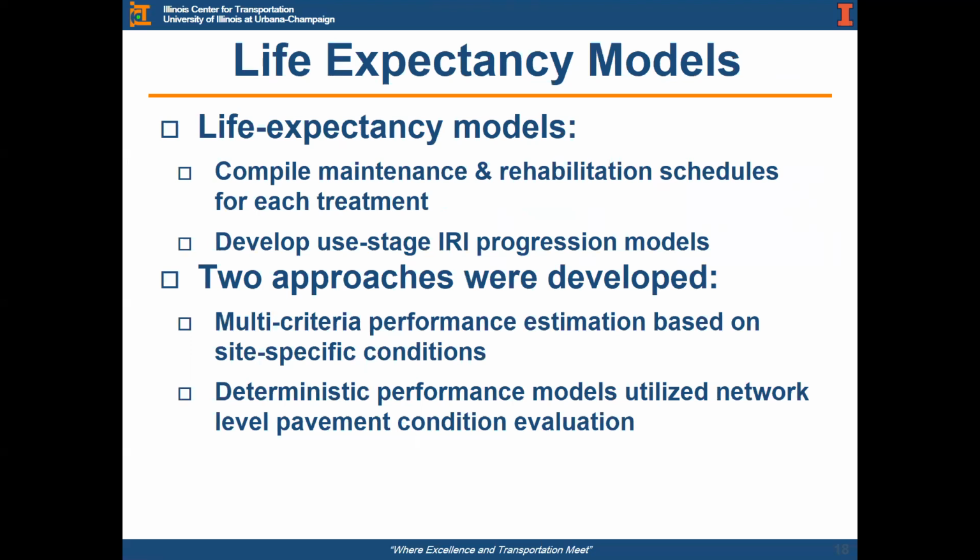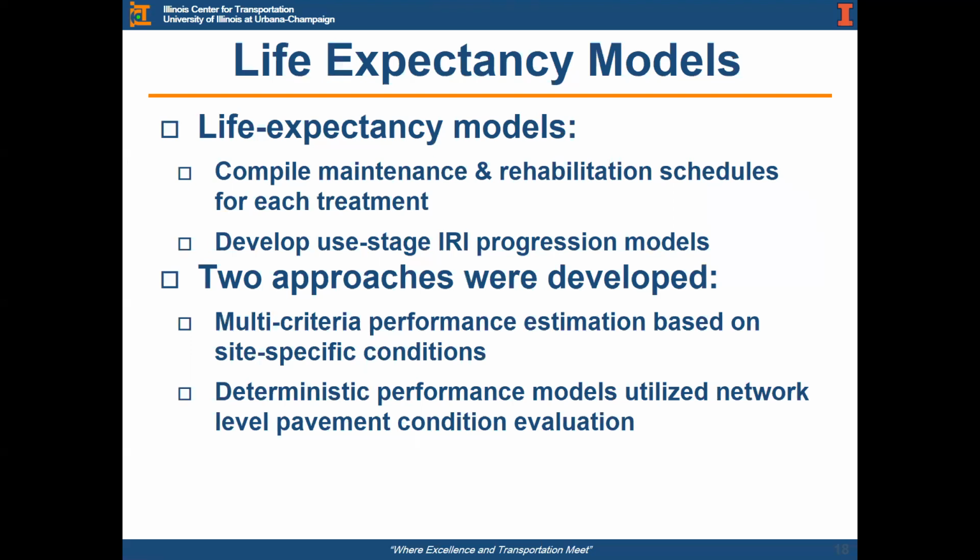So two approaches were developed. The first one is deterministic performance models, and that was developed by UC Davis. These deterministic models are very region specific, and they were specific to California. That's why in the tool, we gave the user the ability to input their own parameters. If they don't have available deterministic performance models, they can estimate the life expectancy using multi-criteria performance estimation, which is based on a decision matrix that was developed based on site-specific conditions.